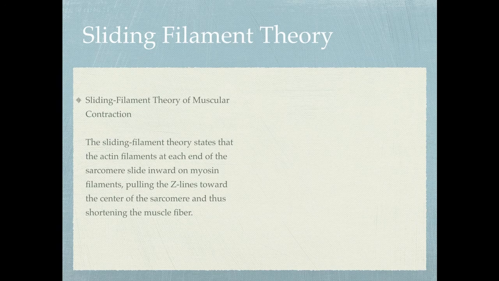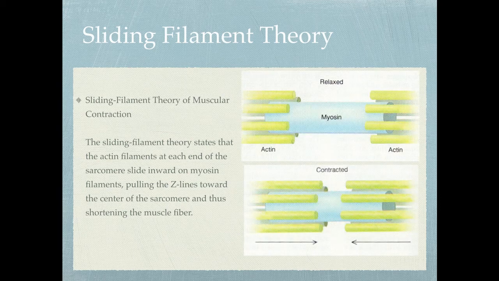So let's talk about the sliding filament theory of muscle contraction. The sliding filament theory states that the actin filaments at each end of the sarcomere slide inward on the myosin filaments, pulling the Z-lines toward the center of the sarcomere, and thus shortening the muscle fiber. Let's take a look at a diagrammatical, animated picture here. We see myosin. Imagine the heads connecting to the actin and sliding the actin molecules closer in, and then you see the contracted state down below.